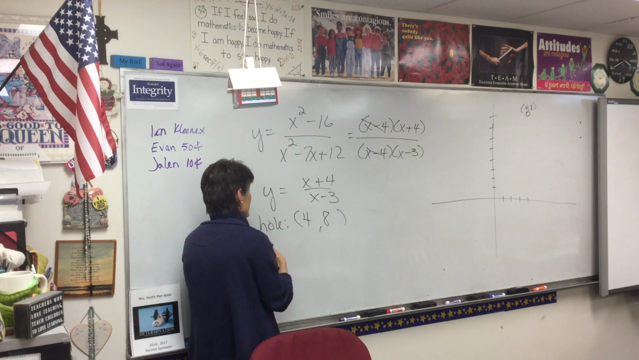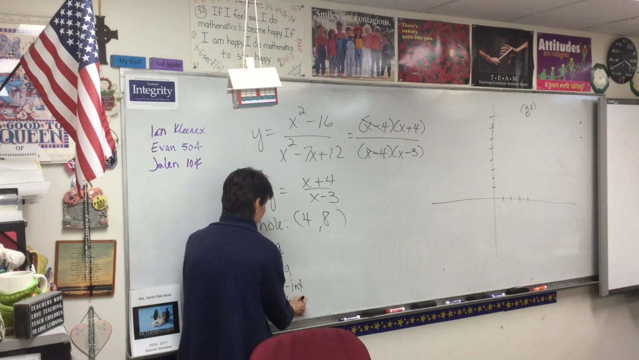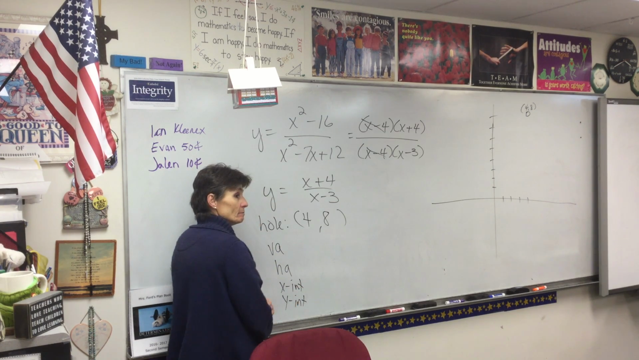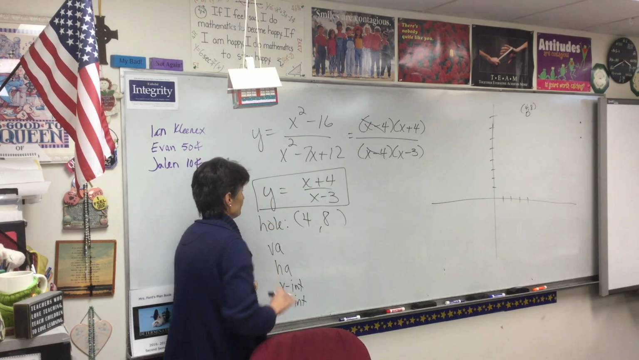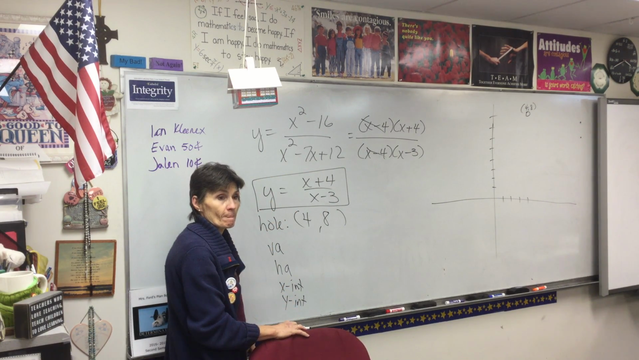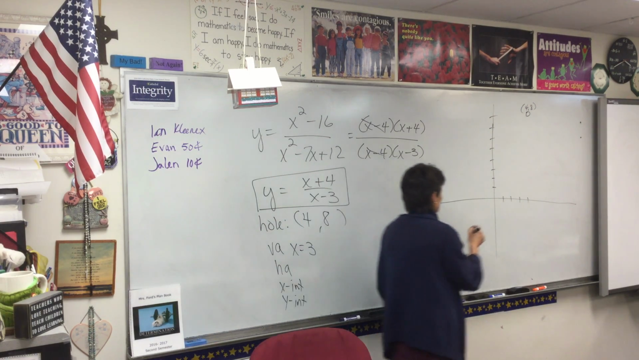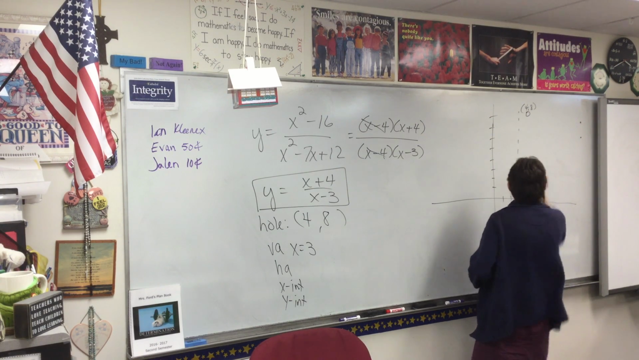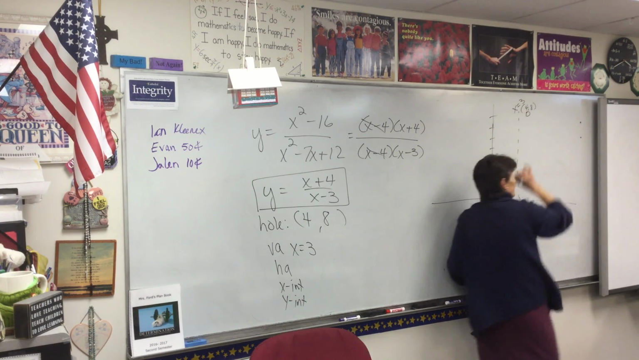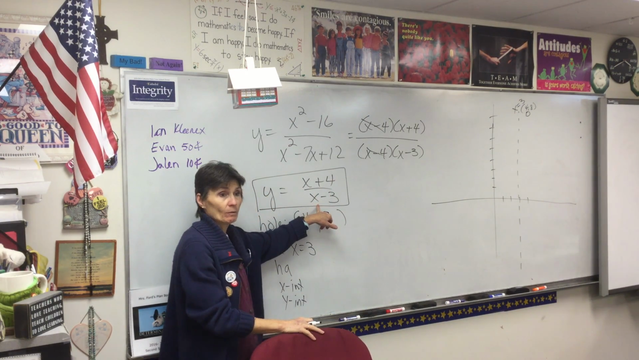Now, we also need in our picture vertical asymptote, horizontal asymptote, x-intercept, and y-intercept. Okay? So can you give me any of that? Remember, this is where you're looking. Vertical, x equals 3. Exactly. Your vertical asymptote is x equals 3. Why is it x equals 3? Because that's what makes the denominator 0.